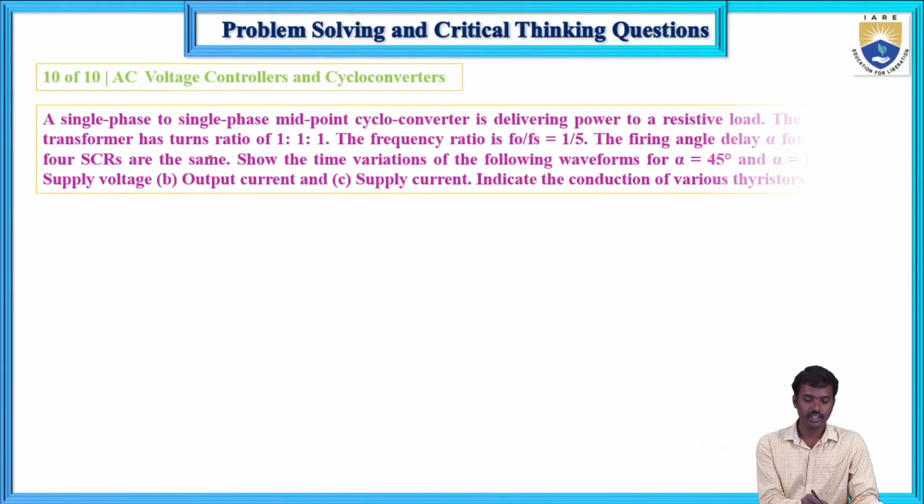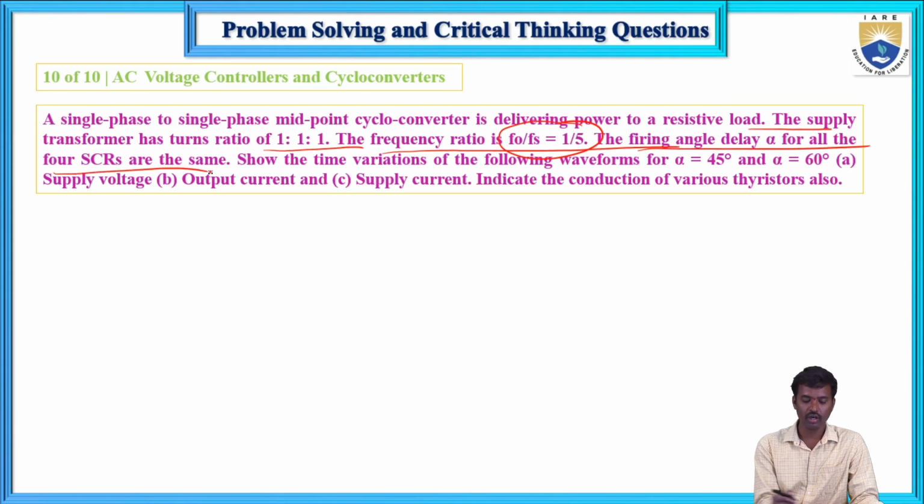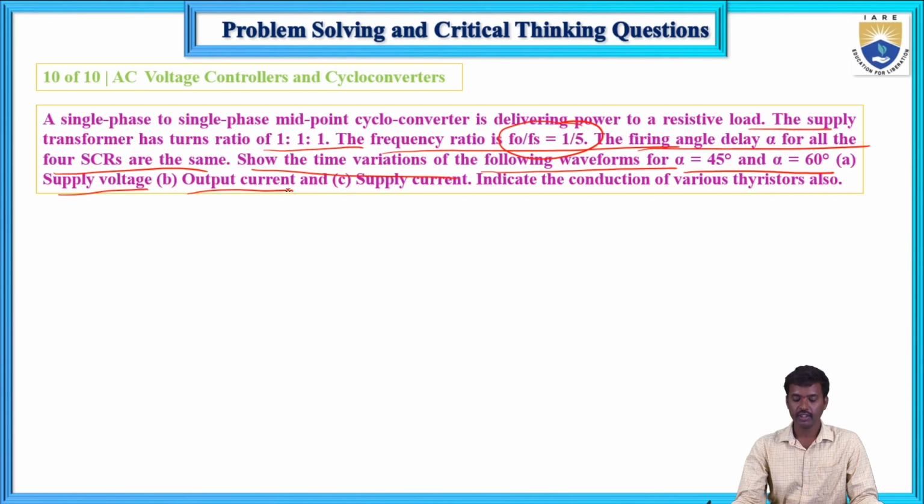Next, the 10th question. A single-phase to single-phase midpoint cycloconverter is delivering power to the load. The supply transformer has a turns ratio of 1:1:1. The frequency ratio f0 by fs is 1 by 5. The firing angle delay alpha for all 4 SCRs is the same. Show the variation of the following waveforms for 45 degrees and 60 degrees: the supply voltage and supply current, and the output voltage and output current.